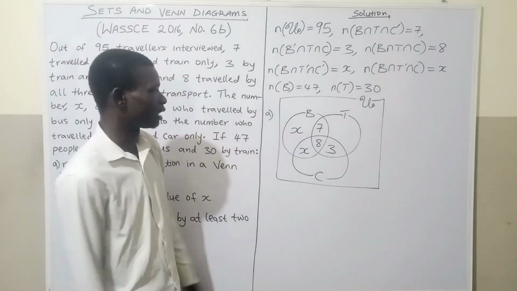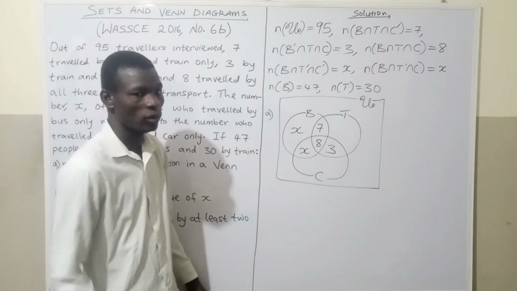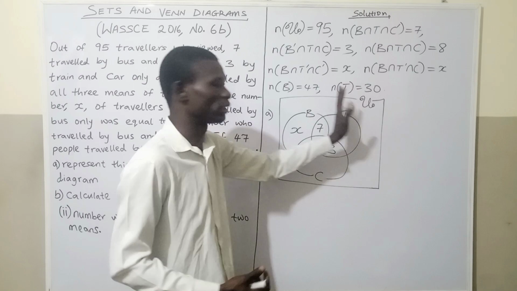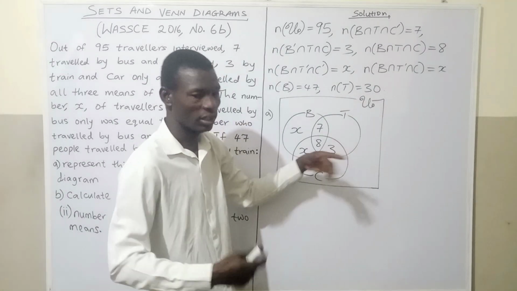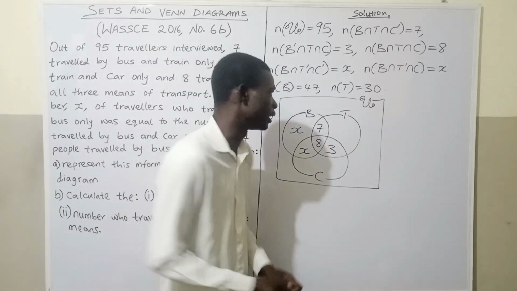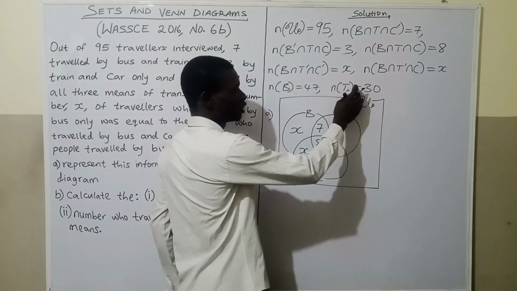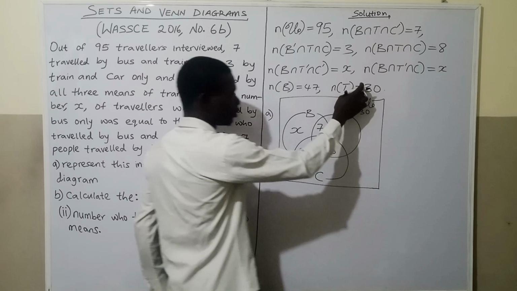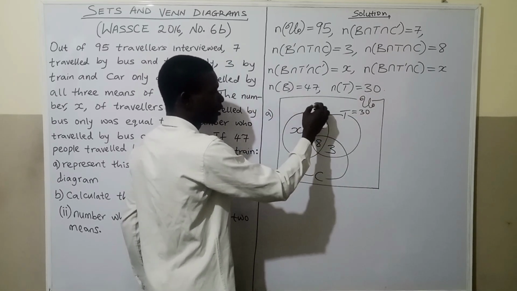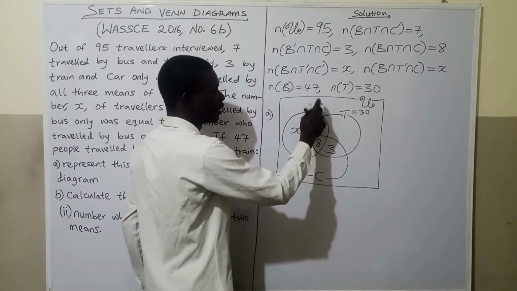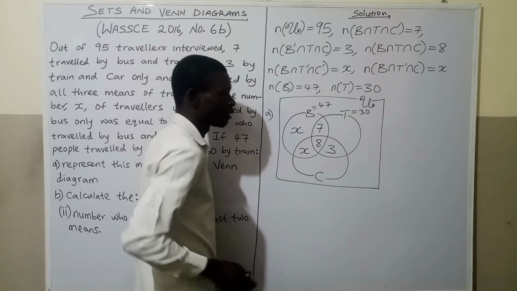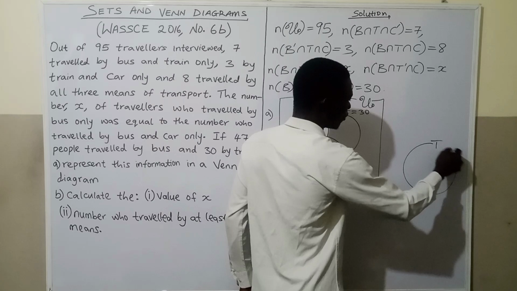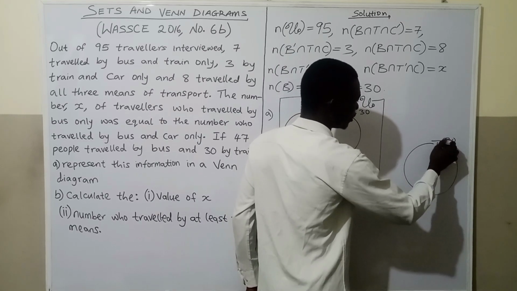Now we are going for those that travel by train only. How do we get those? All the parameters we have listed were silent about those that travel by train only. But we were told in the question that those that travel by train generally, there are 30 of them, and those that travel by bus generally, there are 47 of them. So the whole circle for train is supposed to be 30 in general.